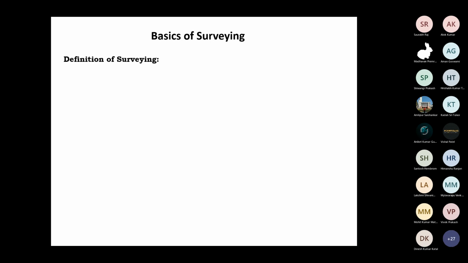So can you tell me the definition of surveying? The classical definition. What do you think about it? If somebody asks you what is the definition of surveying, feel free to tell. Please speak.